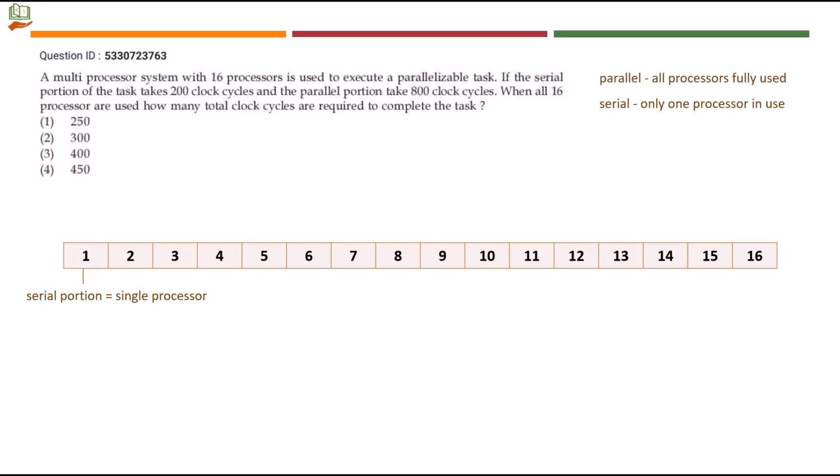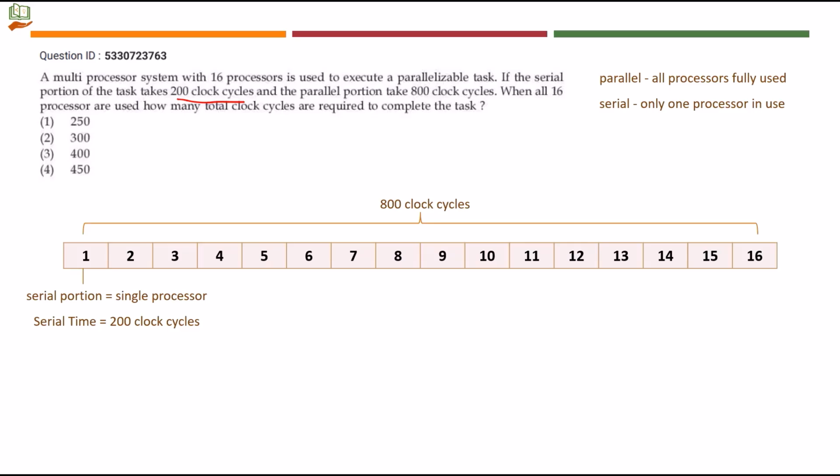When the serial portion involves only a single processor, what is the time that is given in the question? It is 200 clock cycles. So we have the serial time equal to 200 clock cycles. What about the parallel portion? When you take the parallel portion, all the 16 processors will be involved and the total time given for the parallel portion is 800 clock cycles. When the parallel portion is executed by 16 processors at a time, it takes 800 clock cycles.